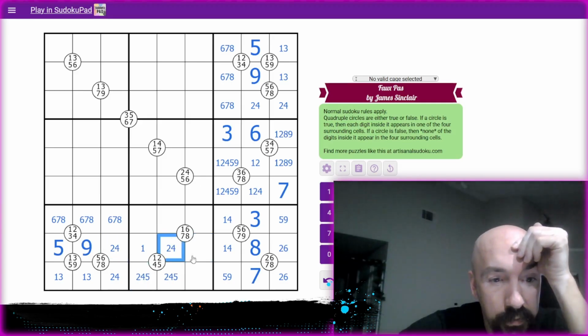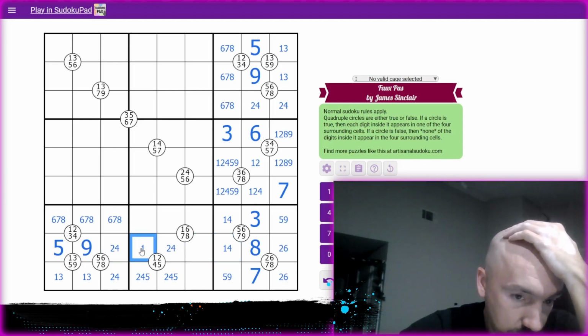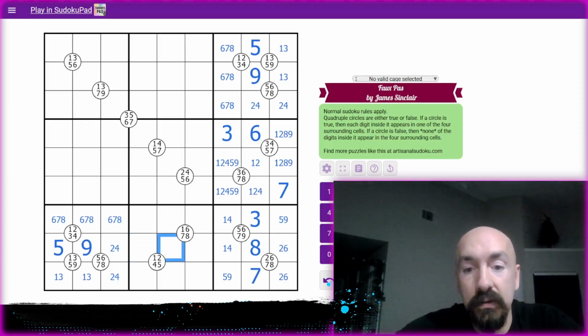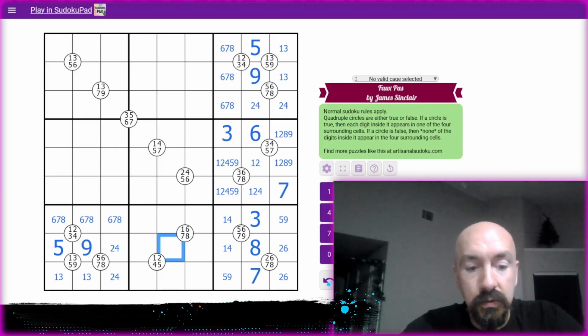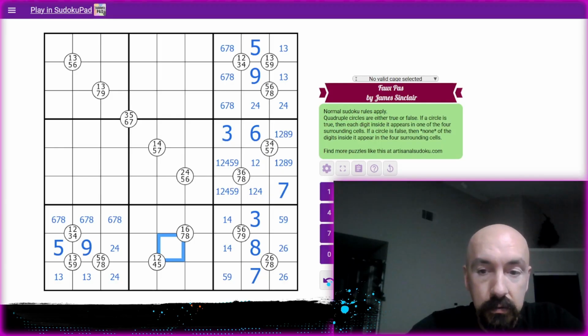But that'd be a 2, 4 pair. That would be a 1. And then this would also be a 1. So 1, 2, 4, 5 cannot be alone, but cannot be true by itself. 1, 2, 4, 5, not only true.